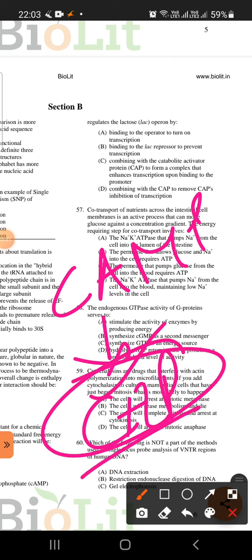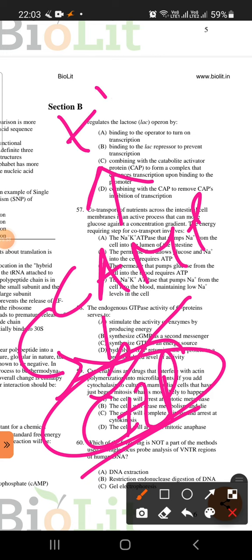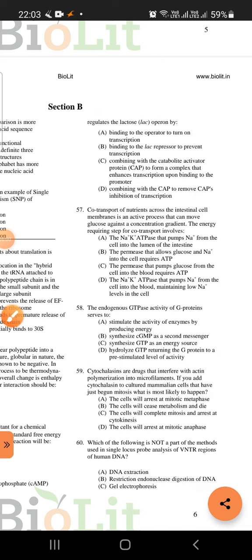So catabolite activator protein. It will bind with the catabolite activator protein, CAP, and form a complex such that it enhances the transcription. So this binding of cAMP to CAP is responsible for positive regulation. So let's look for the option.